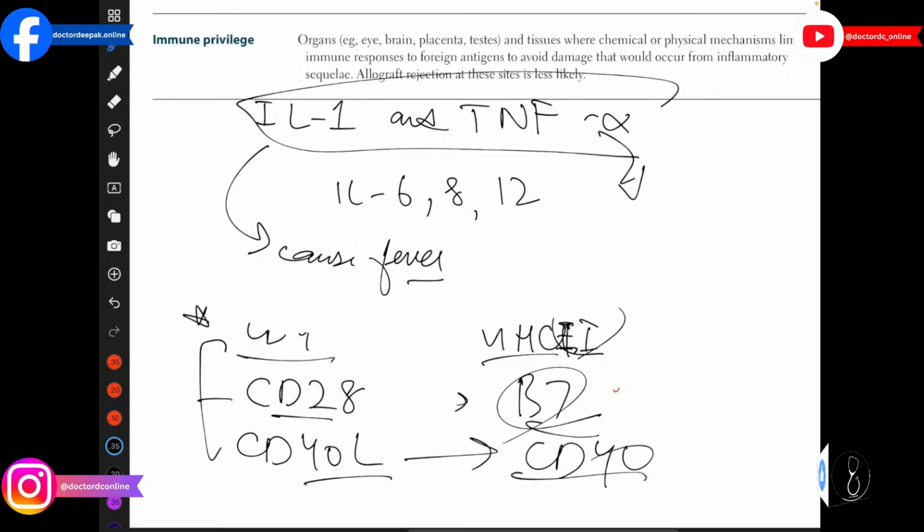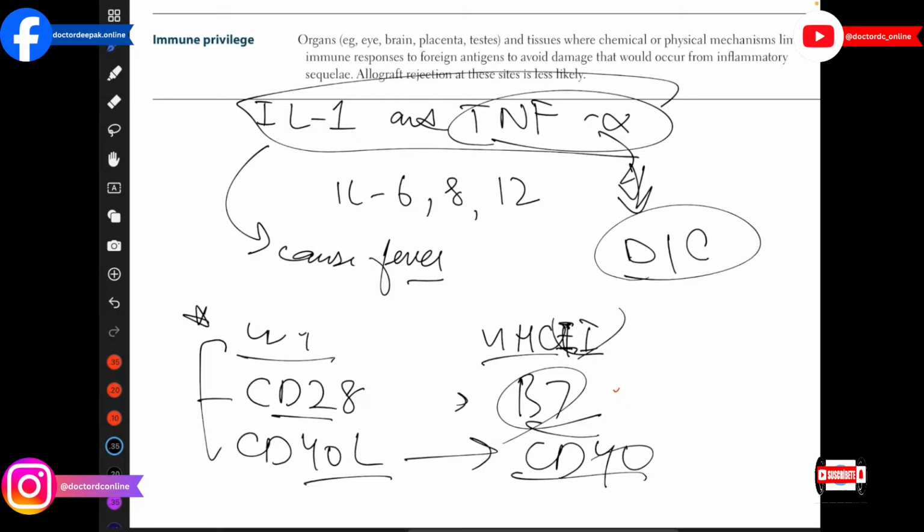Tumor necrosis factor alpha can cause vascular leak in septic shock, and it also inhibits lipoprotein lipase in fat tissues and reduces the utilization of fatty acids. This causes cachexia and kills tumors in animals. Therefore, we call it tumor necrosis factor. It can also cause intravascular coagulation, so with tumor necrosis factor alpha there is a high chance of DIC, disseminated intravascular coagulation.